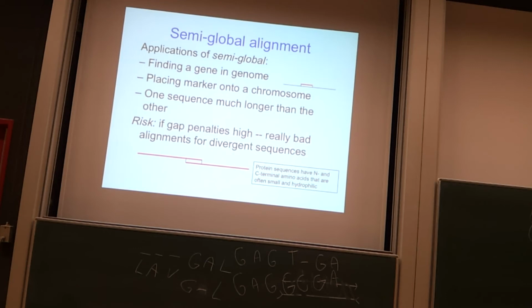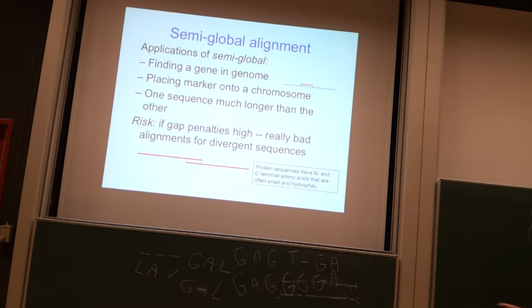Here are some applications of semi-global. Finding a gene in the genome, as I already talked about, or maybe placing a marker on the chromosome. So all the time when there is something short aligned to something longer, and there is reason to believe that the short thing should align as a whole, semi-global alignment is a good one. If one sequence is much longer than the other, you might also just try and see what happens, right?